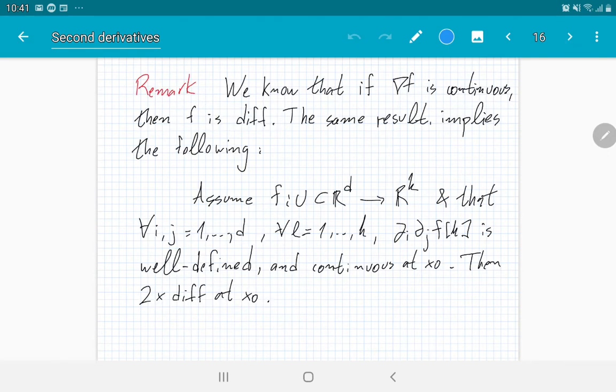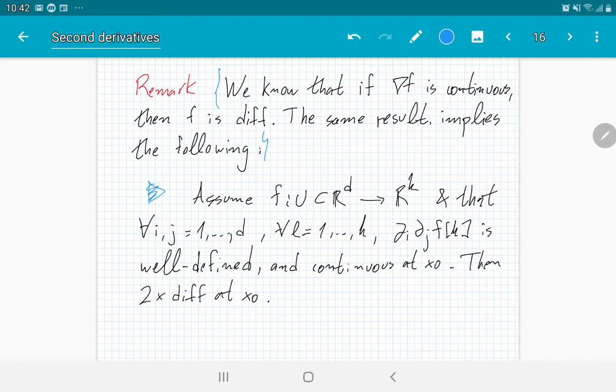One last thing. I told you, does the existence of partial derivatives imply that f is differentiable? No. Does the existence of second partial derivatives imply that f is twice differentiable? That's also not true. However, we do have a partial converse. So we know that when the gradient is continuous, then f is differentiable at all points. The same result, you just apply it to the gradient now, means the following.